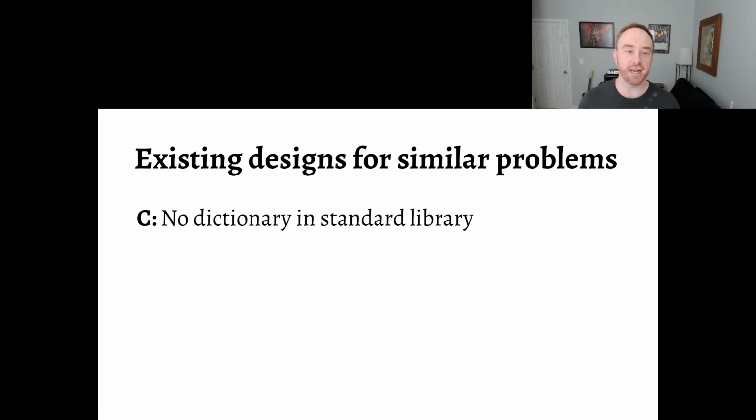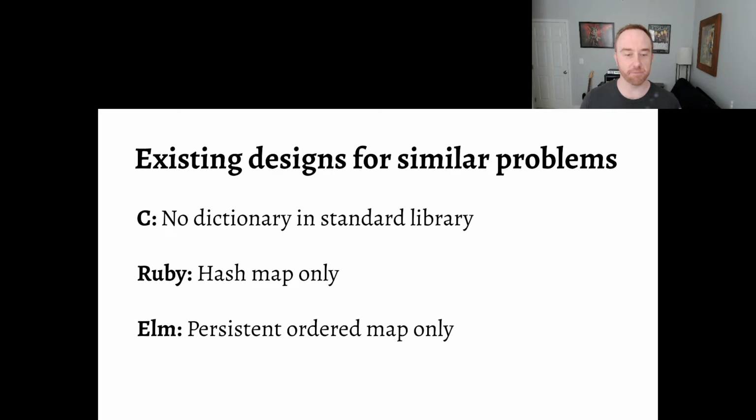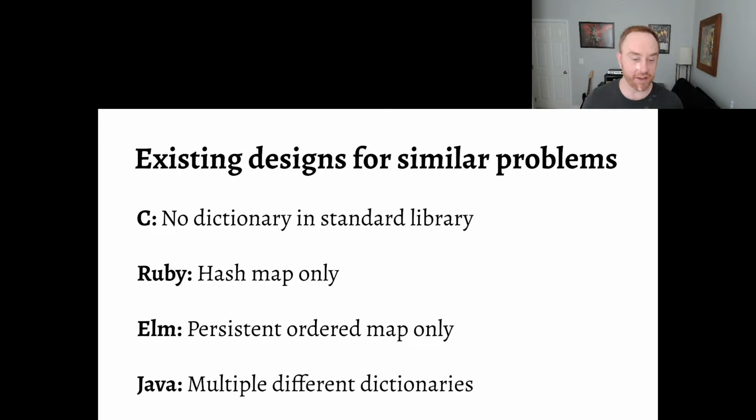C, for example, decides that it should have 0 dictionaries in the standard library. It's just not a data structure that ships with the C standard library. Ruby has exactly 1. It's a hash map. Elm has a persistent ordered map, so also only 1, but it's a different data structure. It's not a hash map, it's an ordered map. And then Java has, actually I think it's 7 different dictionaries, like hash map and tree map and all these different varieties of ways to do dictionaries. So definitely a variety of different design space.